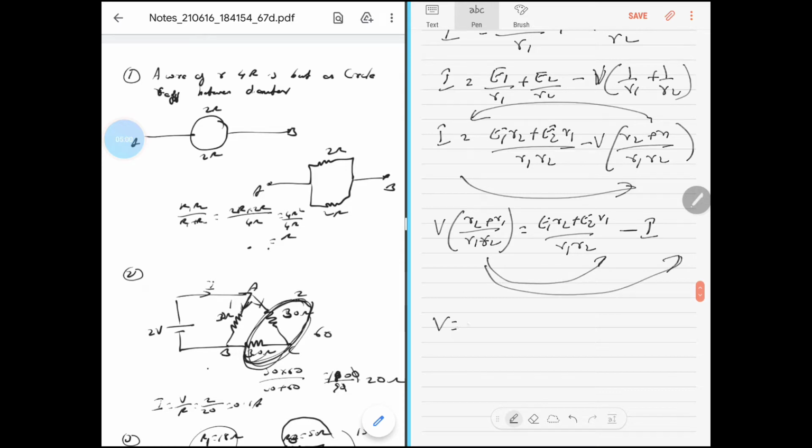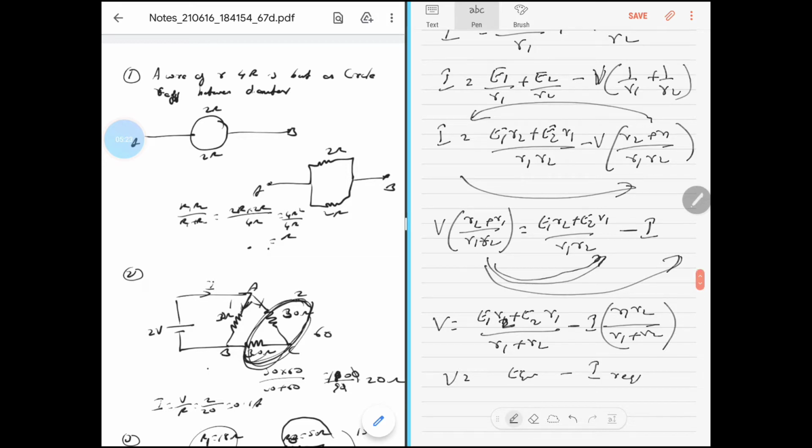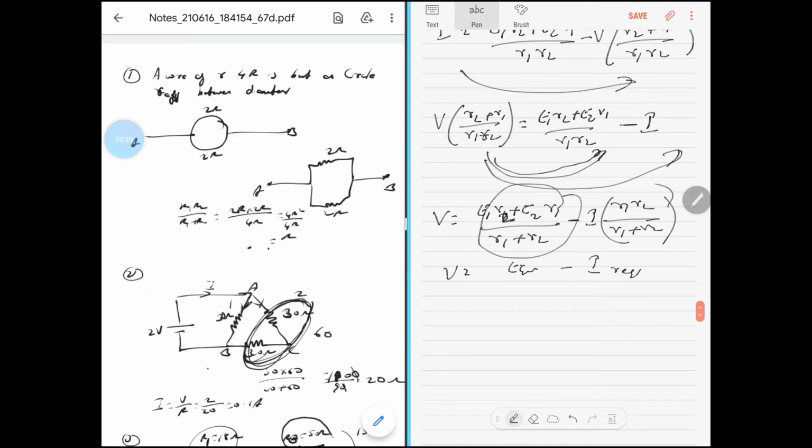So V is equal to E1 R2 plus E2 R1, E1 R2 plus E2 R1, fine. When I take this here, the R1 R2 will get cancelled. I'll get R1 plus R2 in the denominator, minus I into R1 R2 by R1 plus R2. Thus we form V is equal to E equivalent minus I R equivalent, and therefore E equivalent is this and R equivalent is this. So this is the way we find the equivalent EMF and internal resistance. R equivalent is this and E equivalent is this.